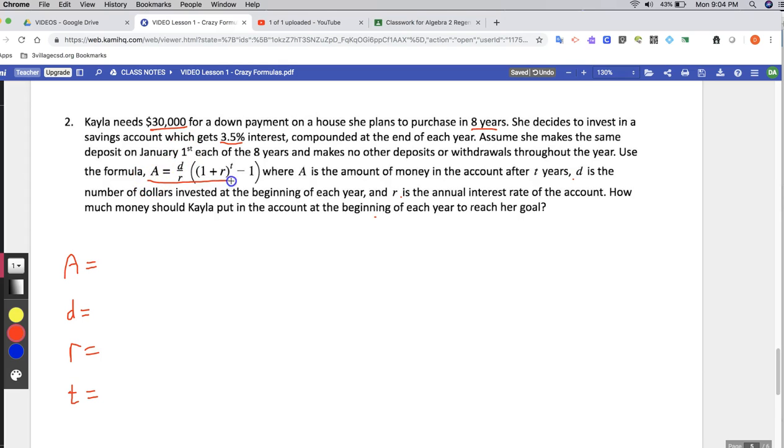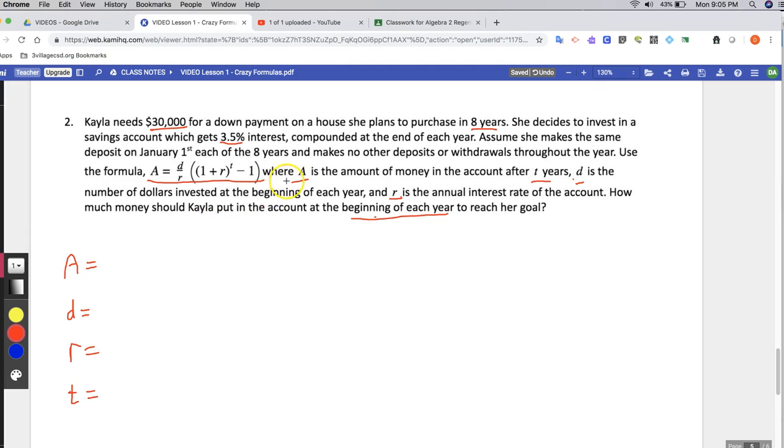So here we have our formula for this problem. And then we're told where A is the amount of money in the account after T years, D is the number of dollars invested at the beginning of each year, and R is the annual interest rate of the account. How much money should Kayla put in the account at the beginning of each year to reach her goal? As we do with these problems with these crazy formulas, let's identify what each part of the formula is, and then we'll put it all in and solve for what we're being asked to find.